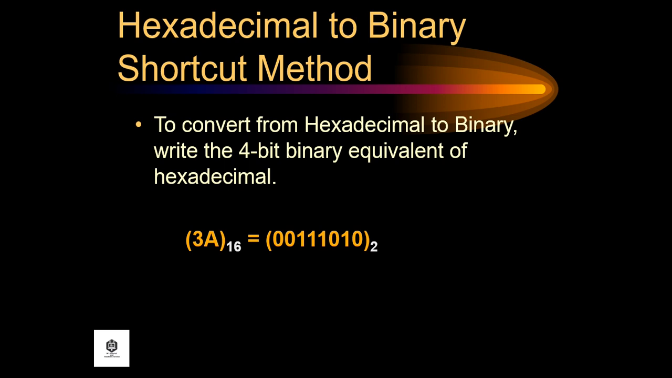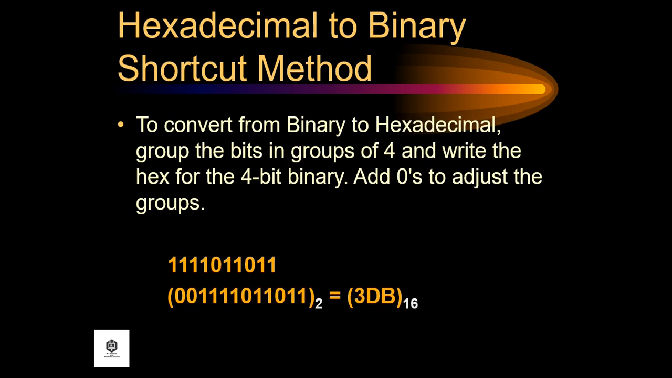So another example, 3A as a hexadecimal number is equivalent to 00111010 in binary number. Another example, to convert from binary to hexadecimal, group the bits in groups of 4 and write the hex for the 4-bit binary. Add zeros to adjust the groups.